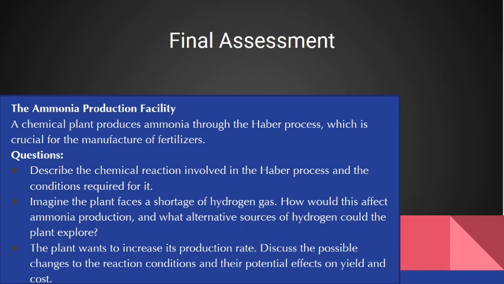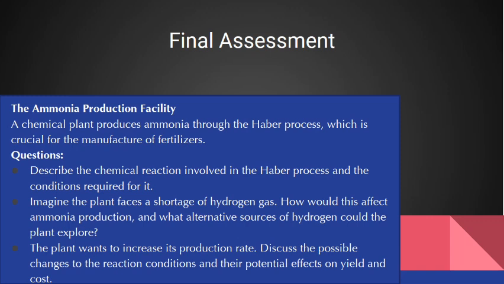Imagine the plant faces a shortage of hydrogen gas. How would this affect ammonia production? And what alternative sources of hydrogen could the plant explore? The plant wants to increase its production rate. Discuss the possible changes to the reaction conditions and their potential effects on yield and cost.